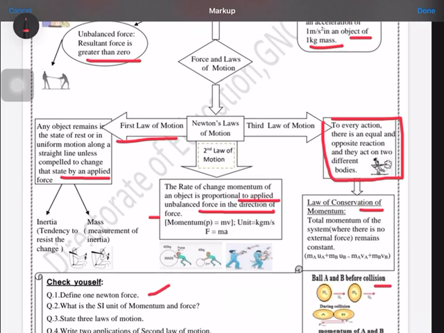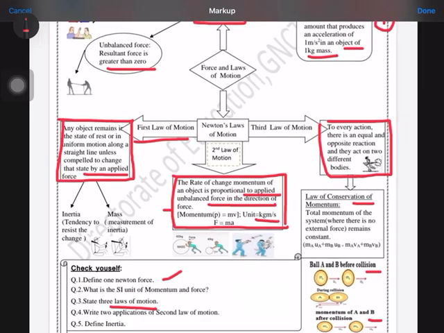Then state three laws of motion. The three laws of motion are clearly given in this worksheet, as it is a revision of your different worksheets. So you can write direct definition from these boxes which I am marking. And fourth question is write two applications of second law of motion.